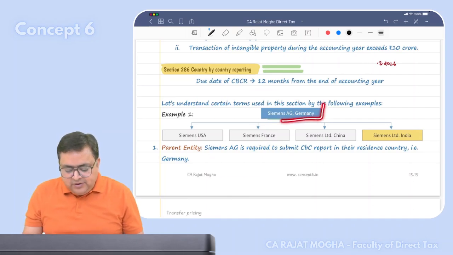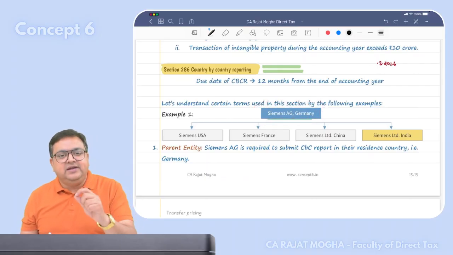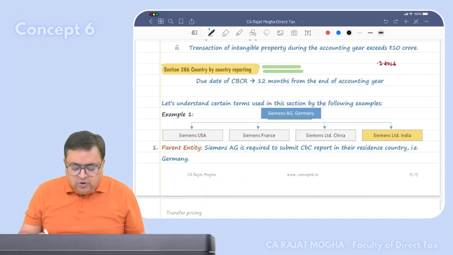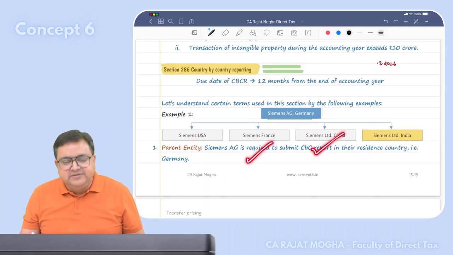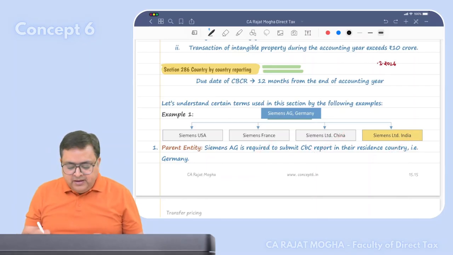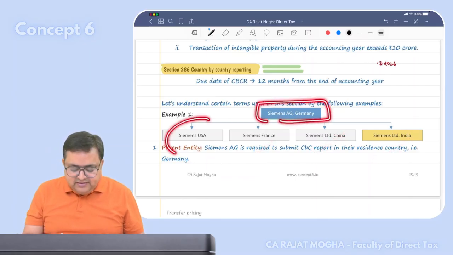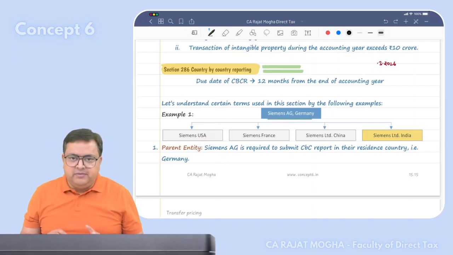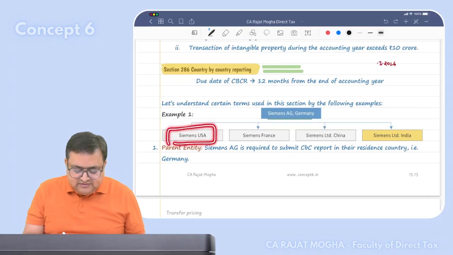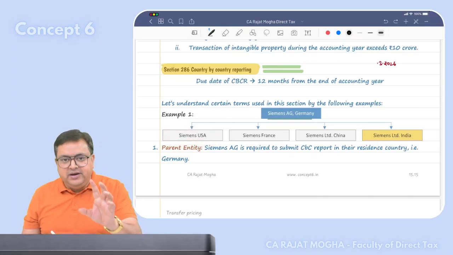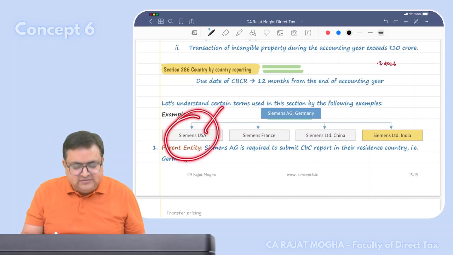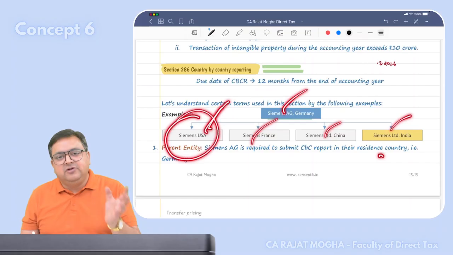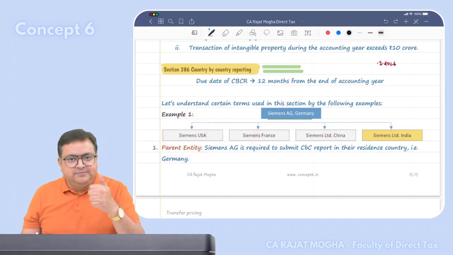Let's say, for example, that due to any reason Germany is not furnishing it. Then Germany can designate one of the alternate entities. The alternate entity can be US, France, China, or India. Let's say, for example, Germany designates Siemens US, saying that in this year we are not filing, you file on our behalf. So Siemens USA will become the alternate entity. Got it? They will furnish in the US, their home country, and the US government will share with everyone. And the Indian authorities will also get it from the US. Understood?